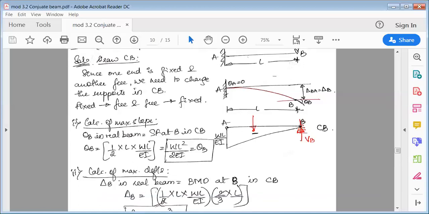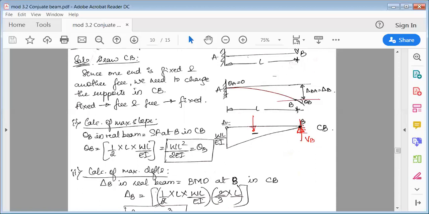Now theta B in real beam. So first we'll find theta B and delta B. So theta B in real beam is equal to shear force at B in conjugate beam. Now if you want to find the shear force VB, this VB is acting upward. Then check out how much total load is acting downward. Now this is a linear line and this is a triangle.